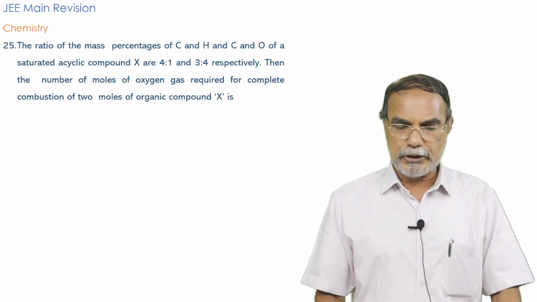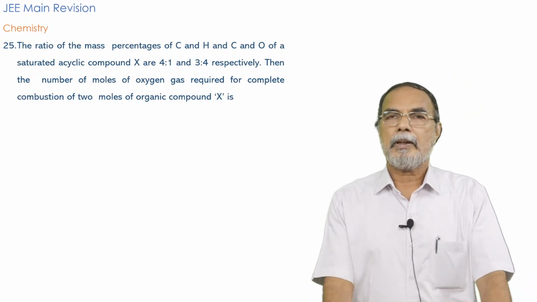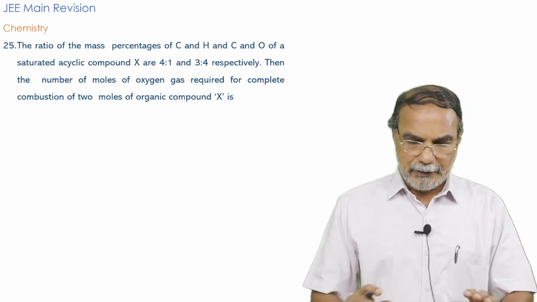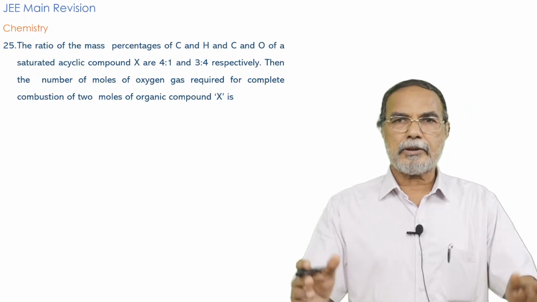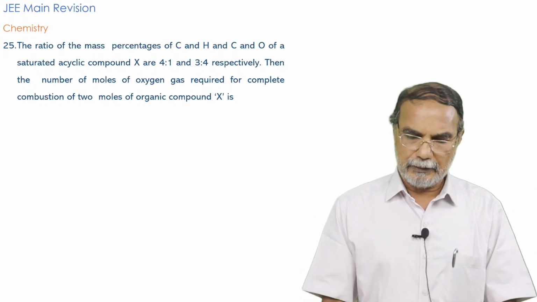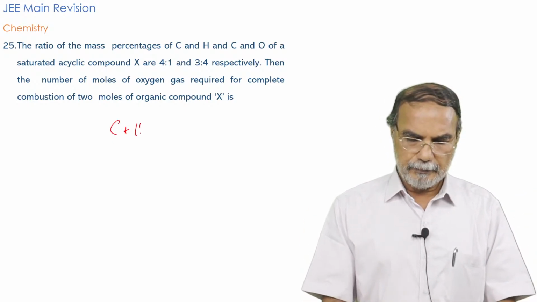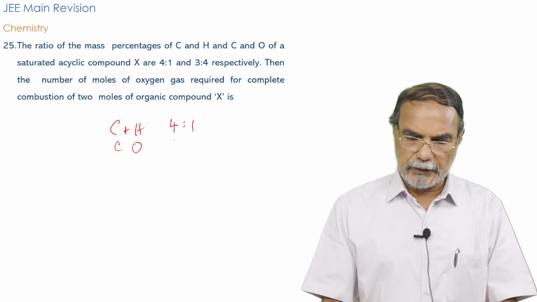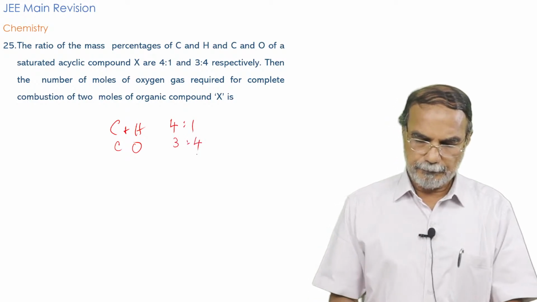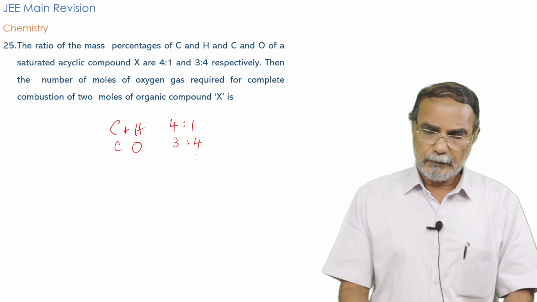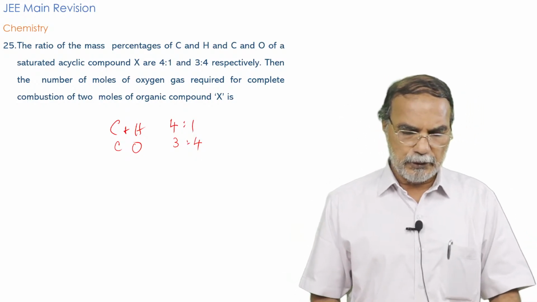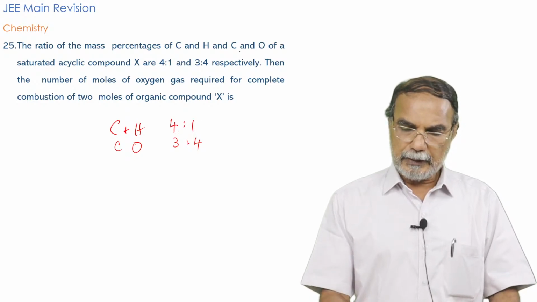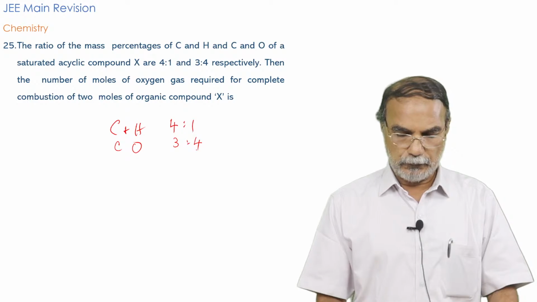Now is the last question, which is a very simple problem relating to empirical formula and molecular formula, but asked in a different way. The percentages are not given, but the ratios are directly given. You have carbon and hydrogen in the ratio 4:1, and carbon and oxygen in the ratio 3:4, for a saturated acyclic compound X.